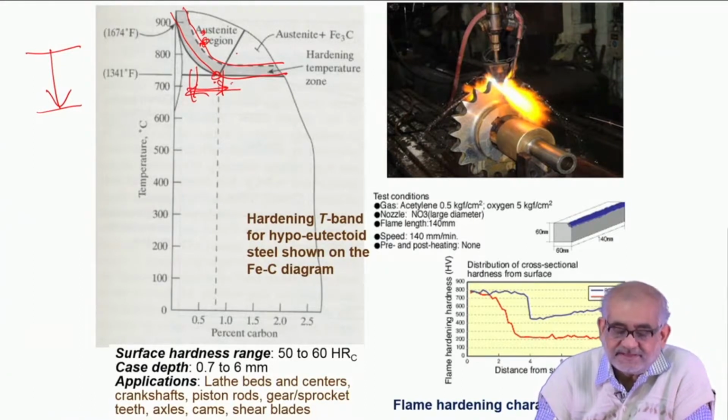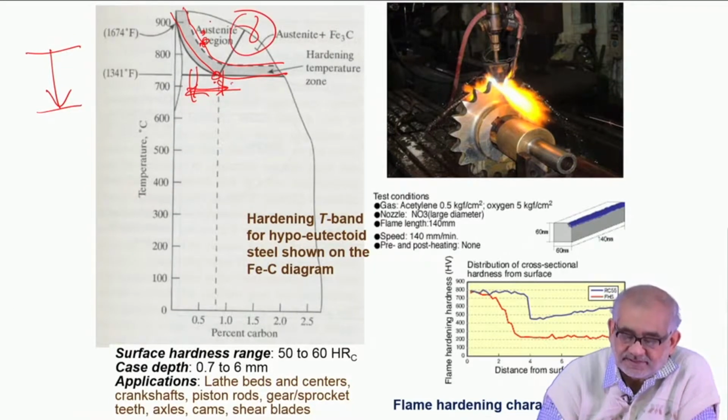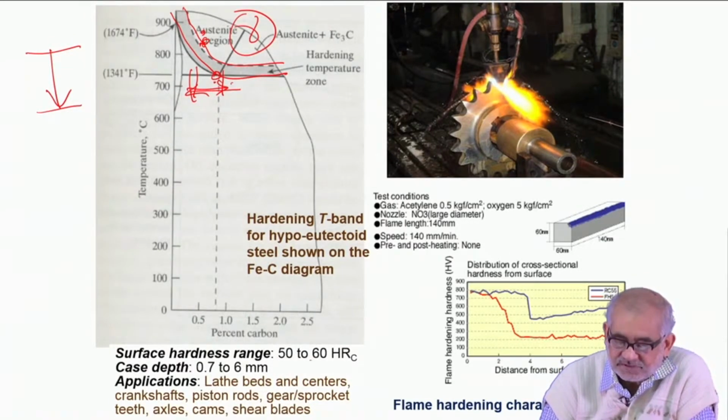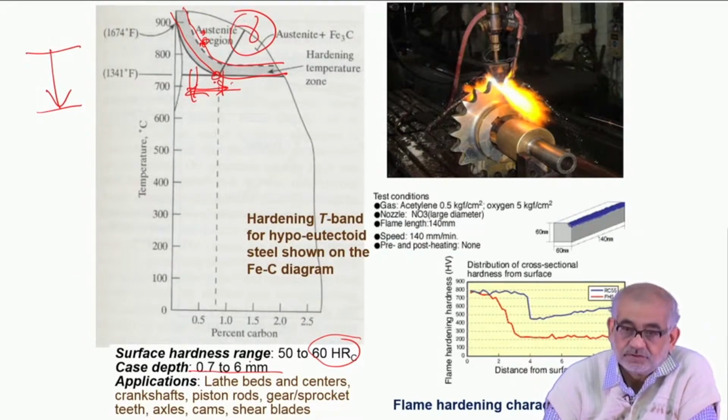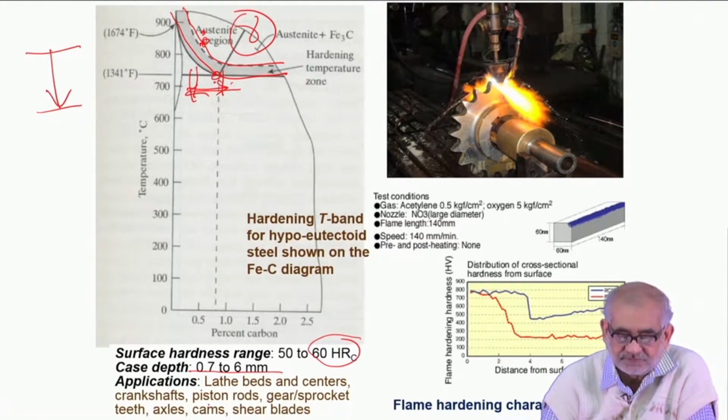So, as I already said, we expose to high temperature, whereby we have single phase austenite, and then we quench, and in the process we expect very high hardness at the very surface region, over 60 on the Rockwell C hardness scale. The typical case depth, the hardened depth, can be anything from about 0.5 or 0.7 to as high as 6 millimeters. So we are talking about a substantial amount of depth from the surface.